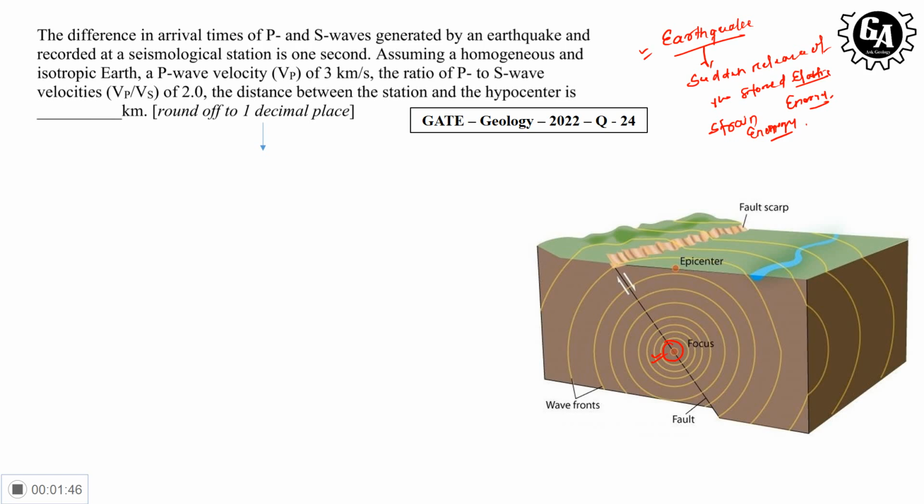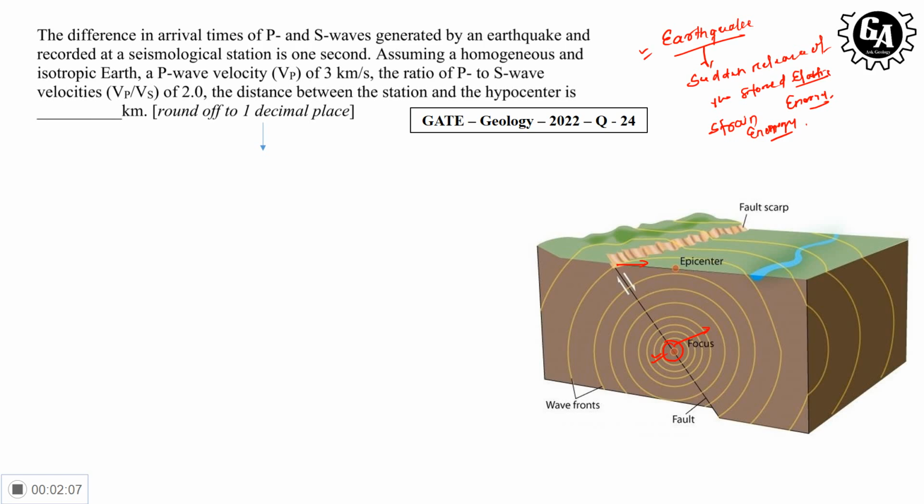There are so many elastic waves: the body waves and surface waves. Body waves propagate through the body of the earth, and surface waves propagate through the surface of the earth, or up to some depth, 2 to 5 meters. Body waves are the P wave and S wave. We'll be discussing these things later.